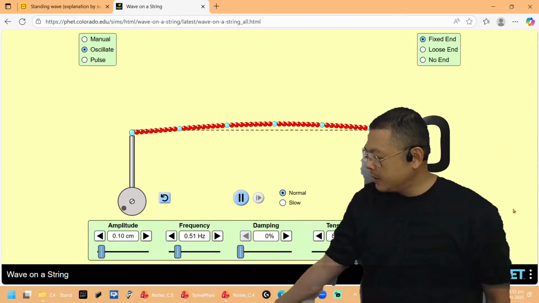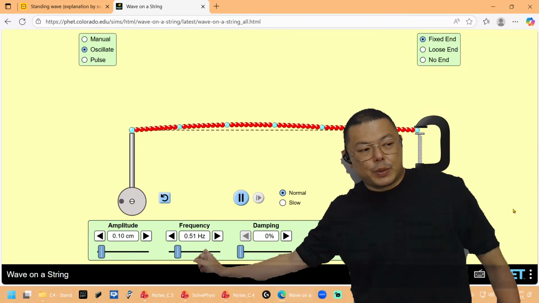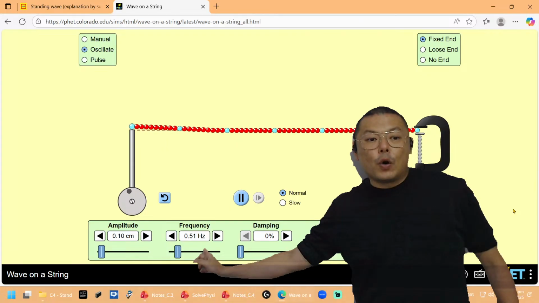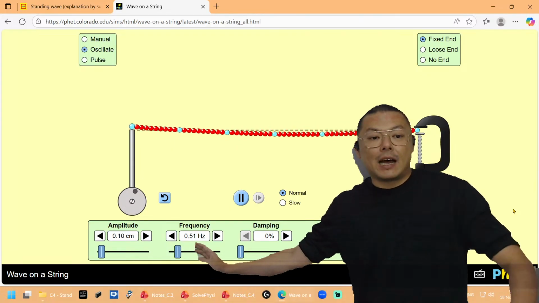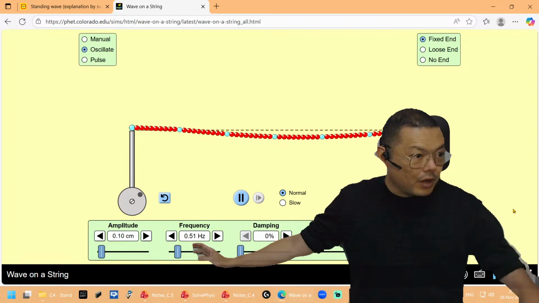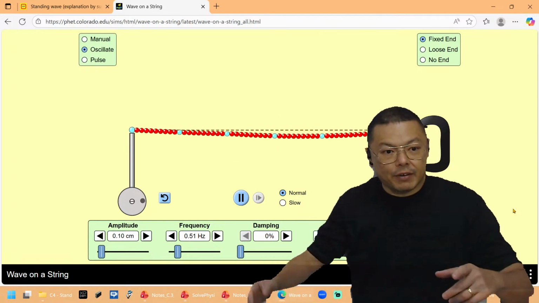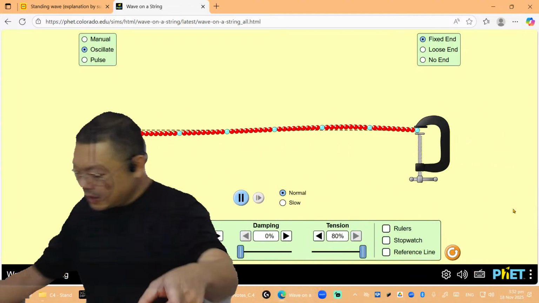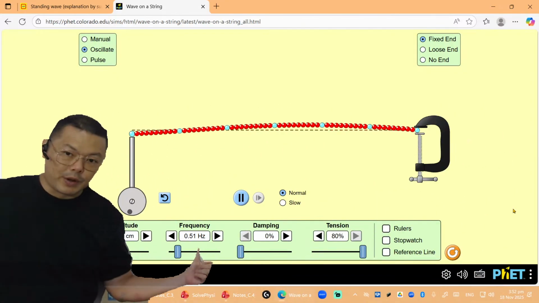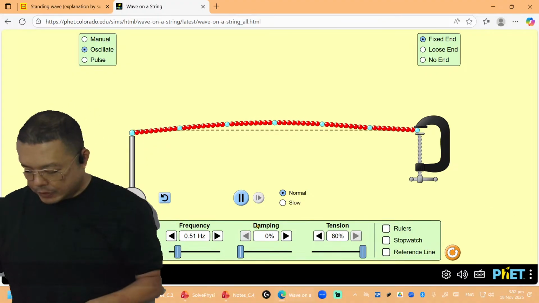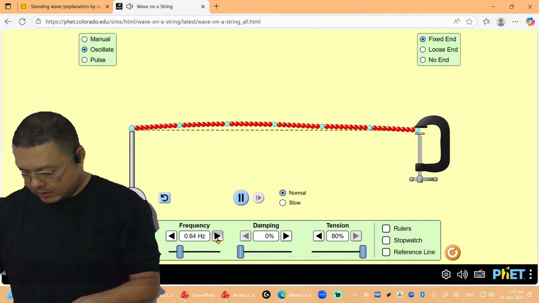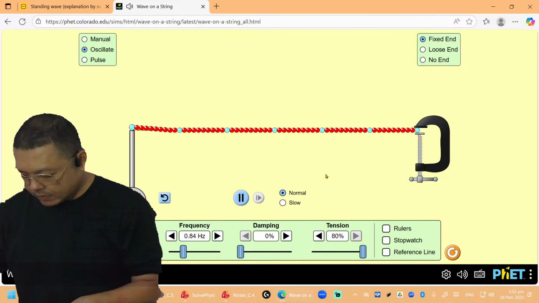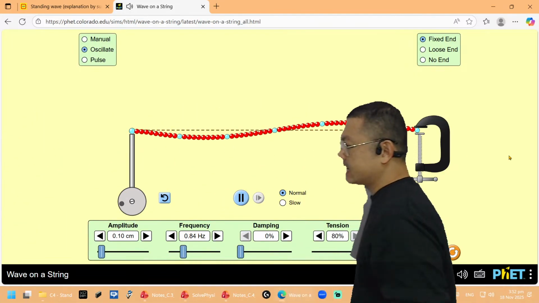I'm going to ask you this though. The first frequency we used was what? 0.42 hertz. I mean, the one that we can get a harmonic. The first harmonic frequency was 0.42 hertz. That gave me half a wavelength. What's the next one? 0.84. So I'm going to try to increase this up to 0.84 hertz and see whether or not we can get the second harmonic. Okay, let the system restart again.